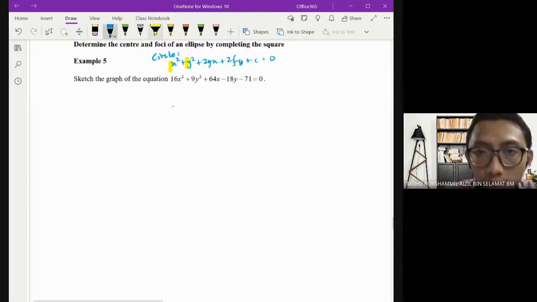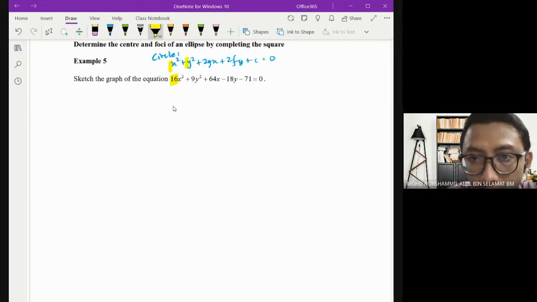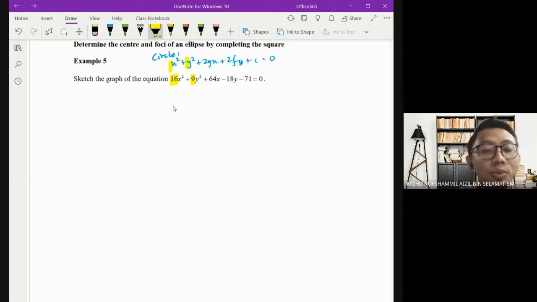So now as you can see we have 16 and 9 which are not 1. So what does it mean? So this one not a circle. Bila not a circle is going to be for ellipse lah. Kamu belajar 3 bentuk je guys. Circle, ellipse dengan parabola. Parabola nanti ada cerita lain. Parabola pula x square atau y square saja yang berlaku. Salah satu je. X square saja ke atau y square saja ke. Itu parabola.